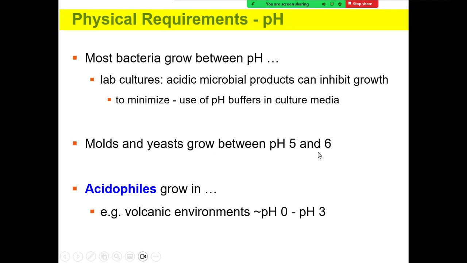Molds and yeast grow in slightly acidic environments, and their optimum is actually down to pH 5 or pH 6. And so they can grow better in a little bit more acidic environment. Now, bacteria can grow in acid environments. These bacteria we call acidophiles, bacteria or microbes that can grow in acid environments. The most acidic acidophiles can actually grow in a volcanic environment where the pH can be between pH 0 and pH 3. If you remember, the pH of your stomach is around pH 2. It could be as low as pH 1.5. And we do have microbes that grow in that. Helicobacter pylori is actually a microbe which likes acidic environments, and we can find that microbe growing in your stomach.